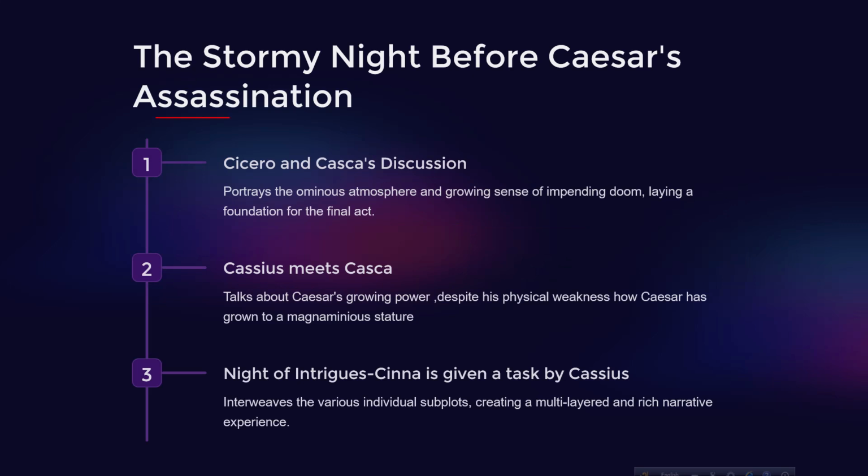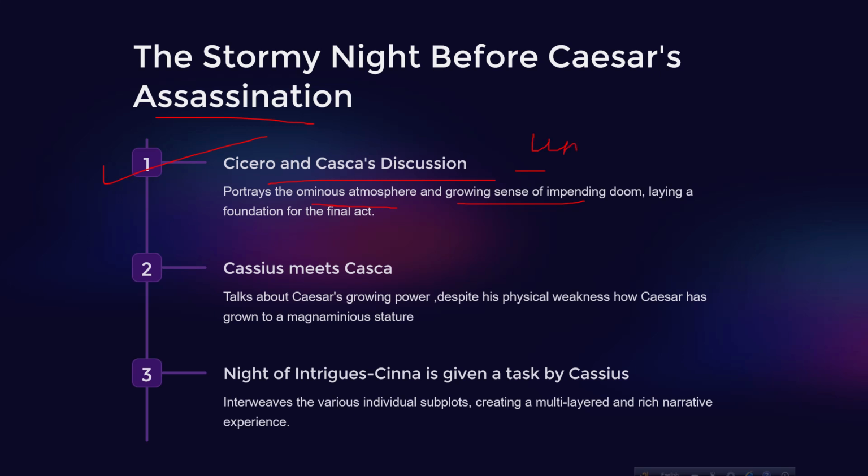What I'm trying to say is that scene 3 opens with Cicero and Casca's discussion, where we can understand the ominous atmosphere, and also a growing sense of doom. Something very, very bad is about to happen. Cassius meets Casca. After Cicero leaves, we have a meeting between Cassius and Casca. So, what does he say?